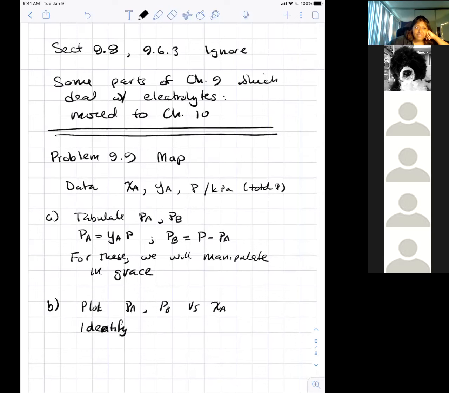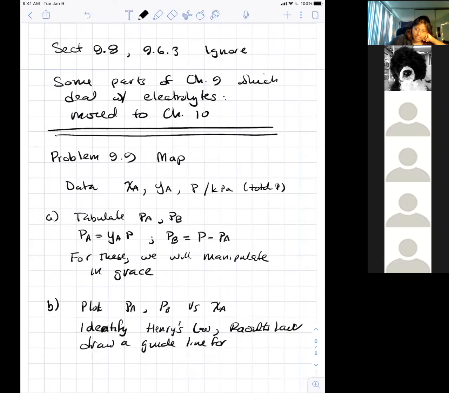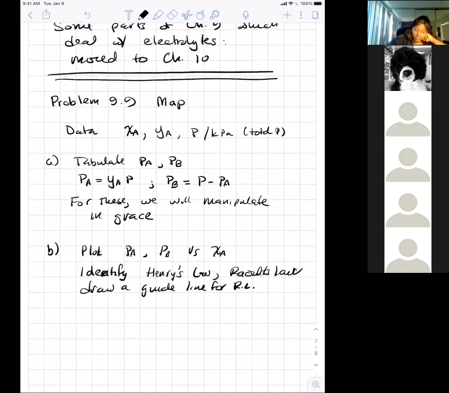Okay, that's weird. So in this problem, I would want you to identify the Henry's law and Raoult's law areas or behaviors. Draw a guideline for Raoult's law, right?